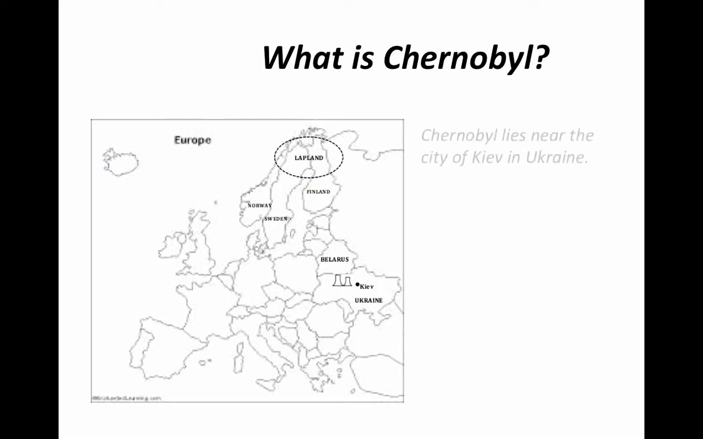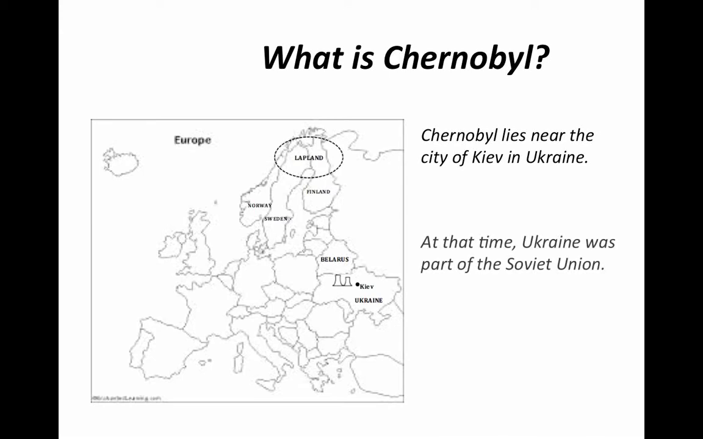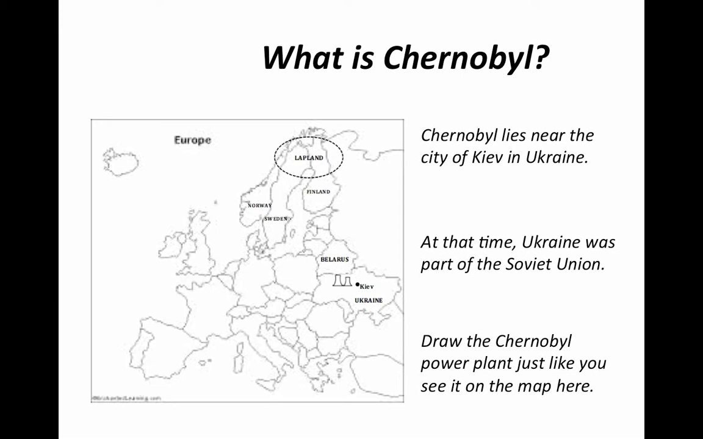Chernobyl lies near the city of Kiev in Ukraine. At this time, Ukraine was part of the Soviet Union. Ukraine later became independent after the Soviet Union broke up into 15 separate countries. Chernobyl was one of the hundreds of nuclear power plants operating in about 30 different countries. On the map in your workbook, please draw the Chernobyl power plant just like you see it on the map here. If you need time to draw, you can pause this lecture.